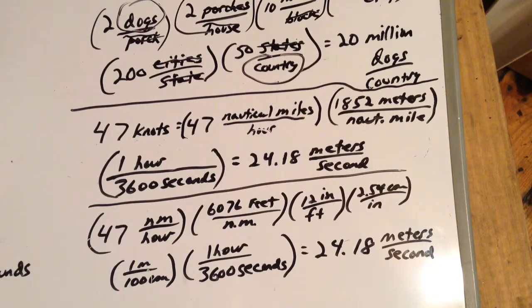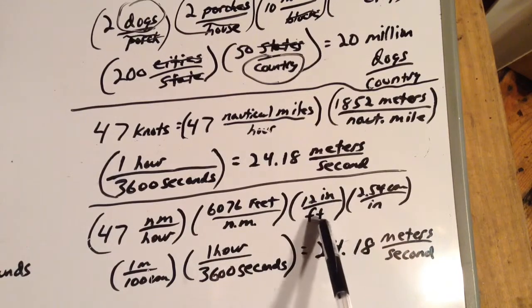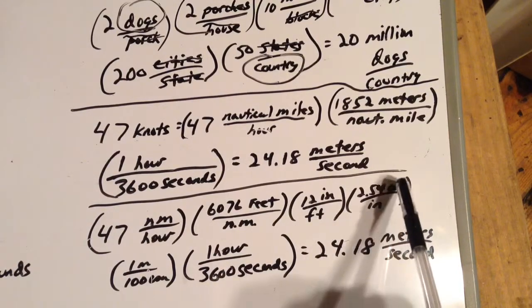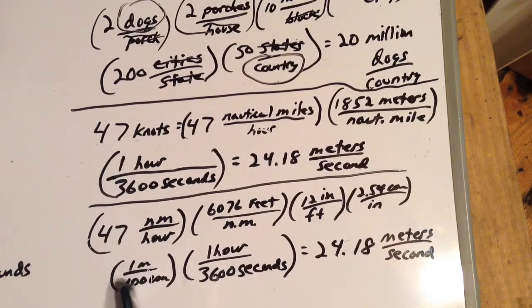Okay, I didn't remember that 1,852 meters is a nautical mile, but I do remember the centimeters and inches and feet. If you wanted to figure it that way, you could say 47 nautical miles per hour times 6,076 feet per nautical mile times 12 inches per foot times 2.54 centimeters per inch divided by 100, because you have 1 meter per 100 centimeters. Okay, times 1 hour per 3,600 seconds, and that'll give you the same number, 24.18 meters per second.